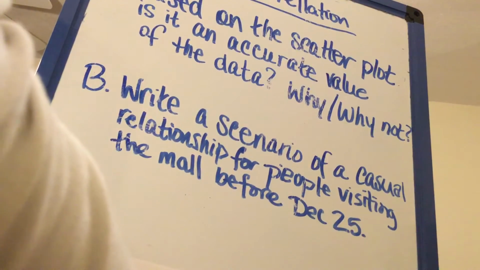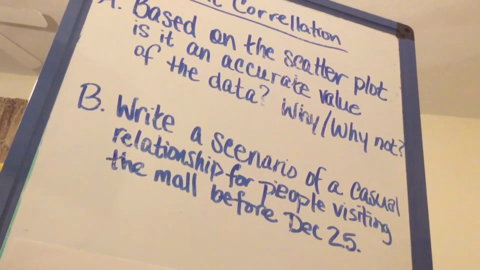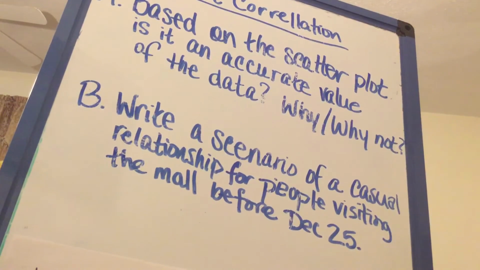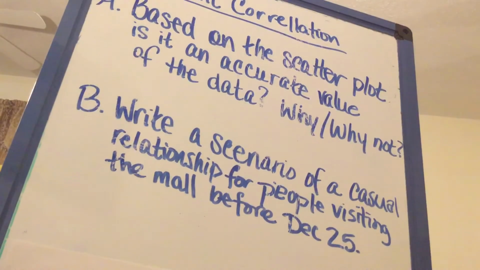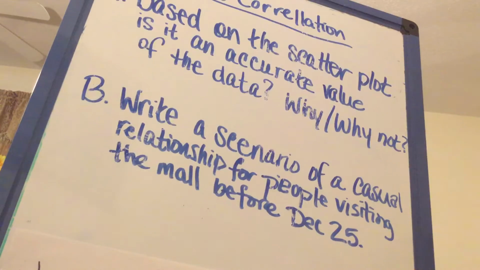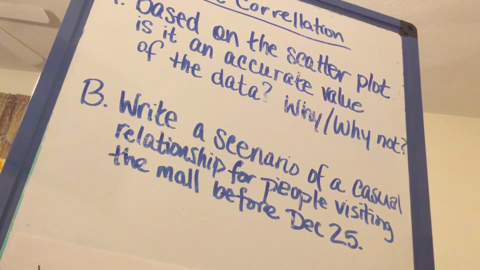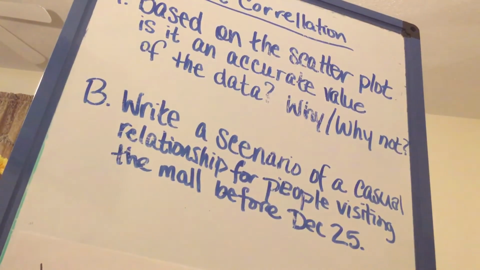Part A says, based on the scatter plot, is it an accurate value of the data? Why or why not? And the answer would be yes, it is an accurate value of the data because of just what I said. This is people going to the mall every day. It changes every day. The same number of people does not go every day because it's a choice. It's not exact. And so this is an accurate value of the data because that is about 50% of the people.